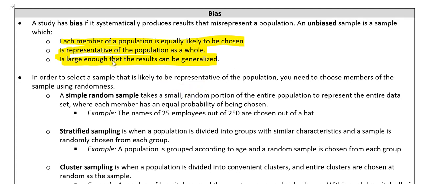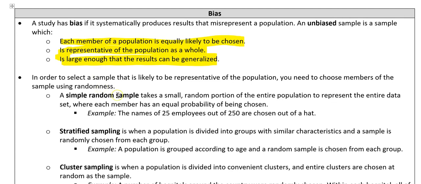For example, I could have 250 employees. I could put all their names in a hat and I could select 25 of them. That would be a random sample. Nobody has any different chance of getting picked, as long as they're all on the same size and type of paper, and they're all mixed in.